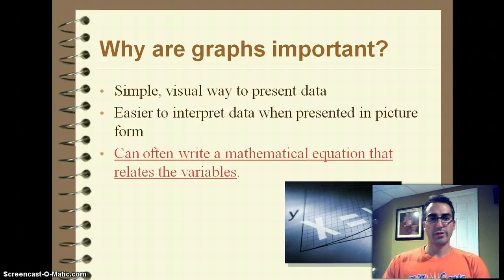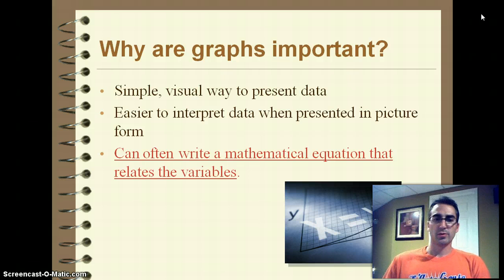So first of all, why are graphs important? It's a simple visual way to represent data, and it's easier to see the patterns in the data when it's presented in picture form. So what we do is we take our data and we graph it, and we try to identify the relationship, and if we need to change how that data looks at all, we can change some of the variables in our x or y axis and straighten curves, and that's what we'll get to towards the end.